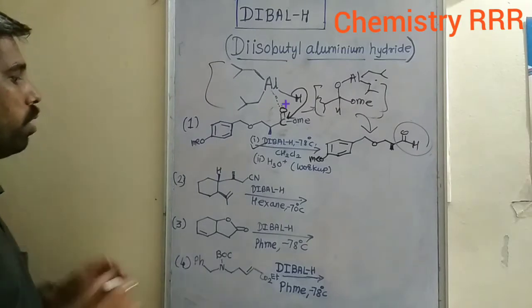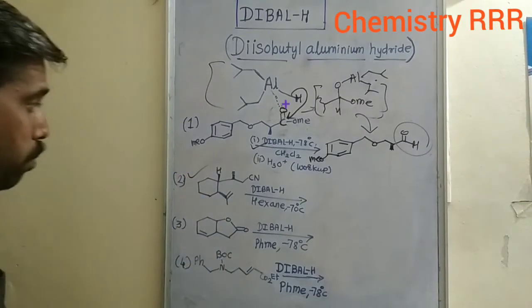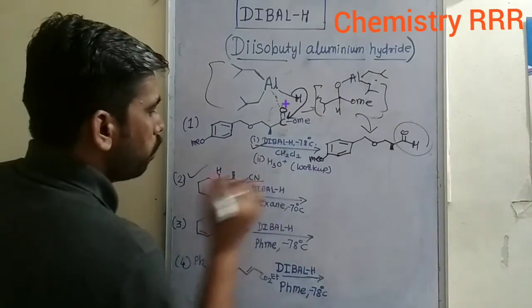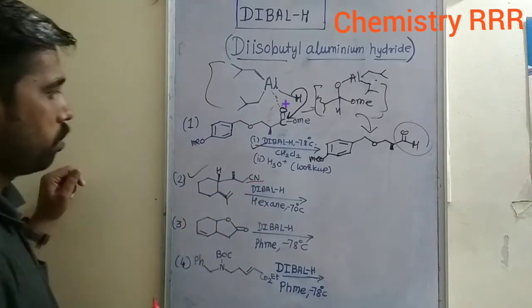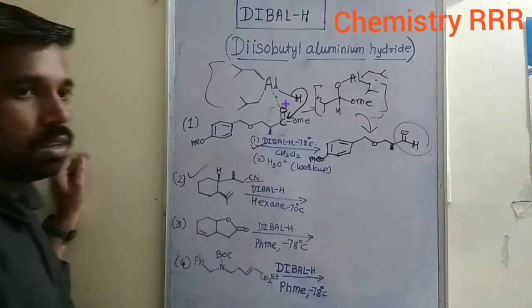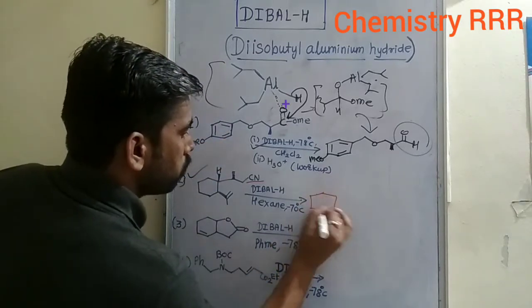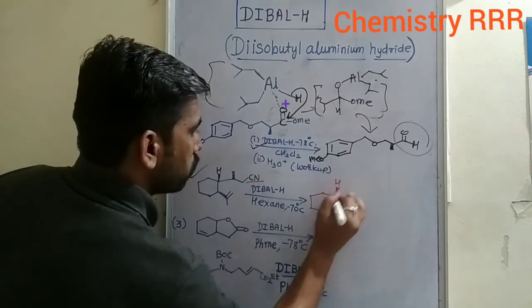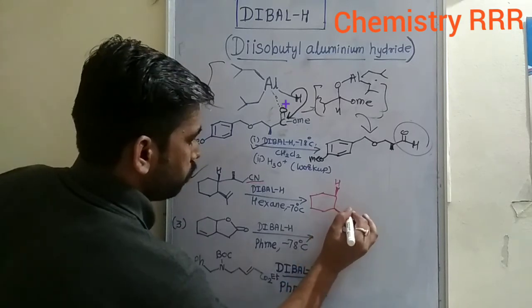Now let's discuss the second example. In the second example, treatment with DIBAL-H reduces cyanide to the corresponding aldehyde. The mechanism is similar to this first example. It reduces cyanide or nitrile to the corresponding aldehyde.